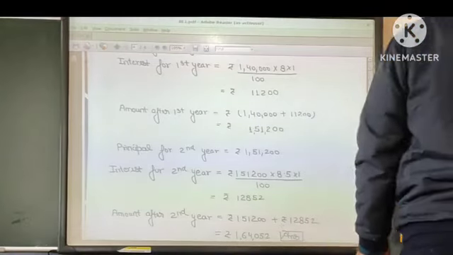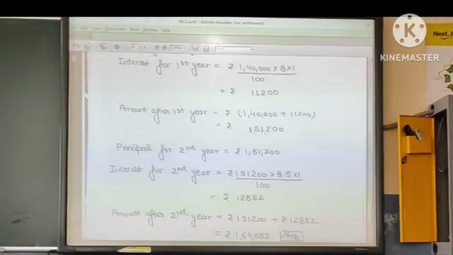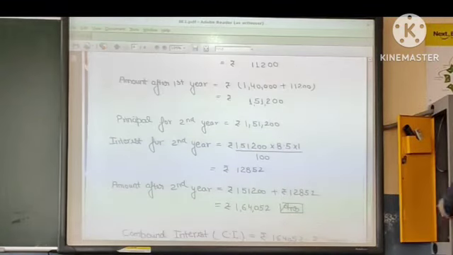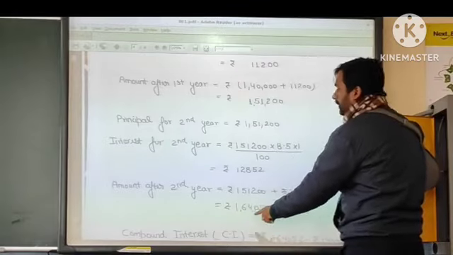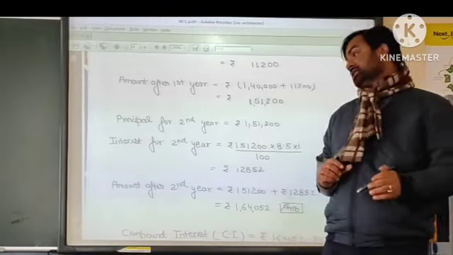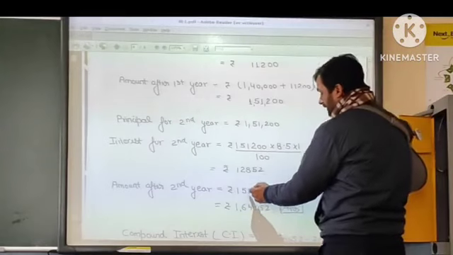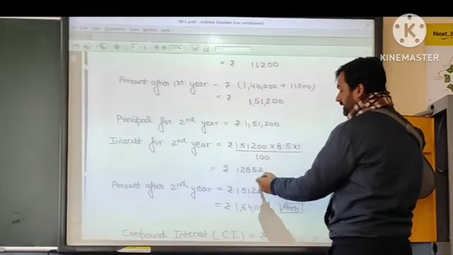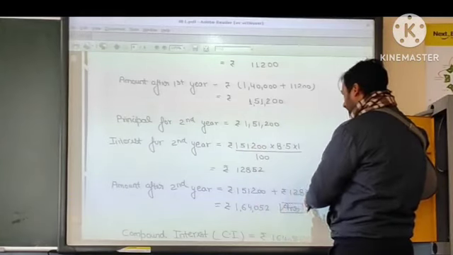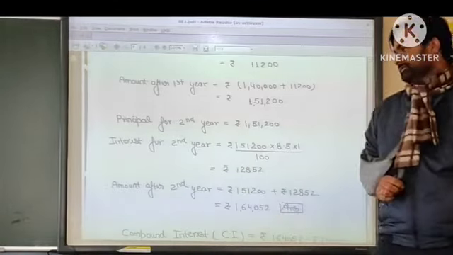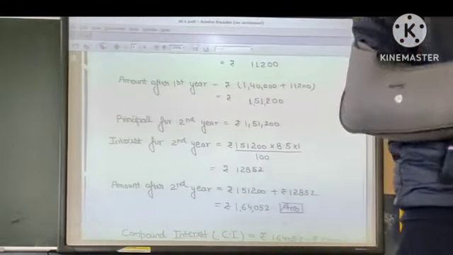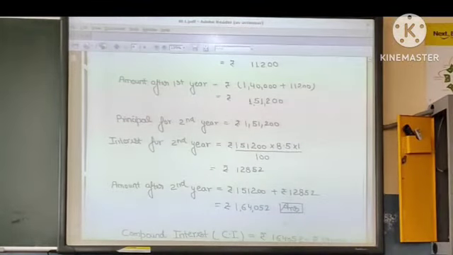Okay. Now what is the amount of the second year? When this interest is calculated, you add it to the principal. It becomes the amount. So the amount of the second year is 1,51,200, that is the principal here, plus the interest 12,852, and it becomes 1,64,052 rupees. Okay. So this is the amount of the second year.